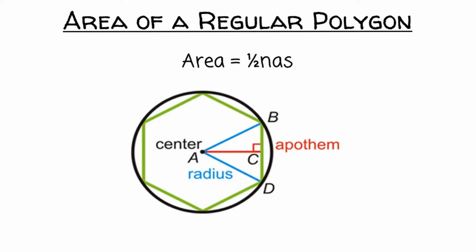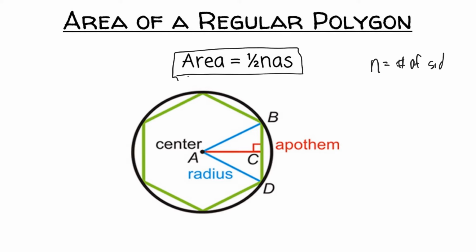To find the area of a regular polygon, we're going to use this formula here, 1/2 NAS. N stands for number of sides. The A stands for the apothem, and this is a new word for us, so apothem. The apothem goes from the center of the regular polygon, and it meets the edge at a 90-degree angle. Okay, so right here.